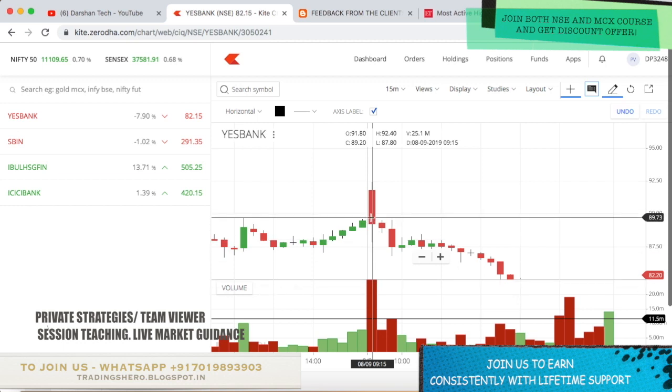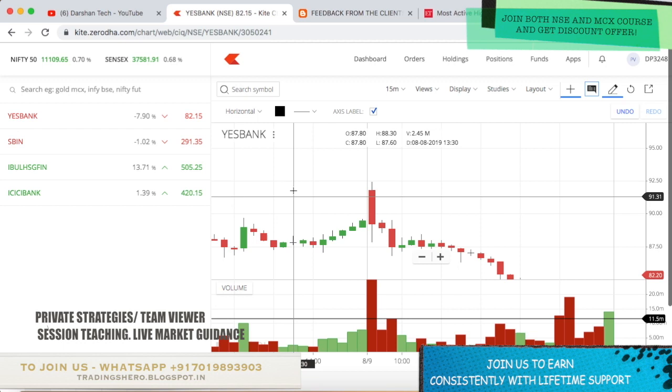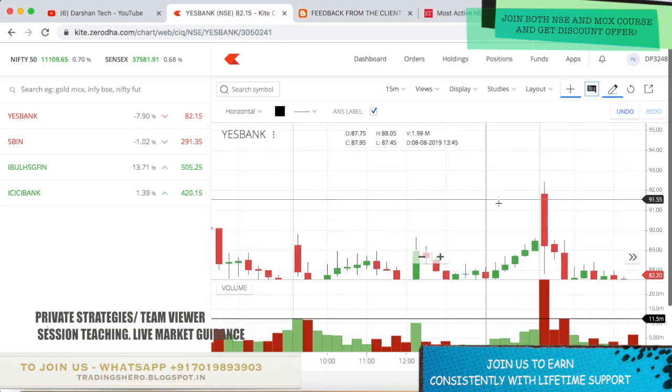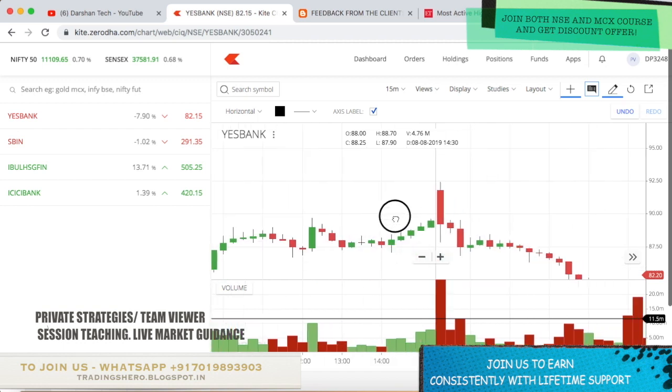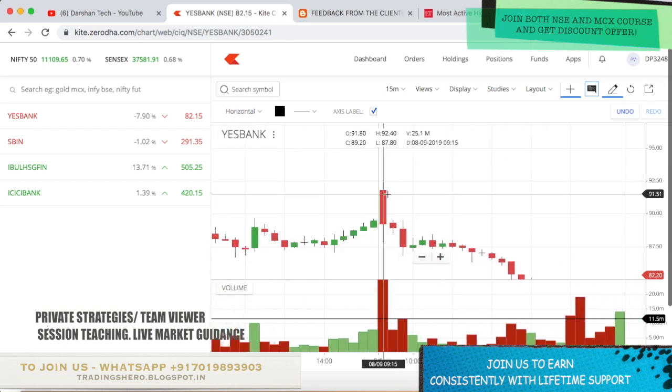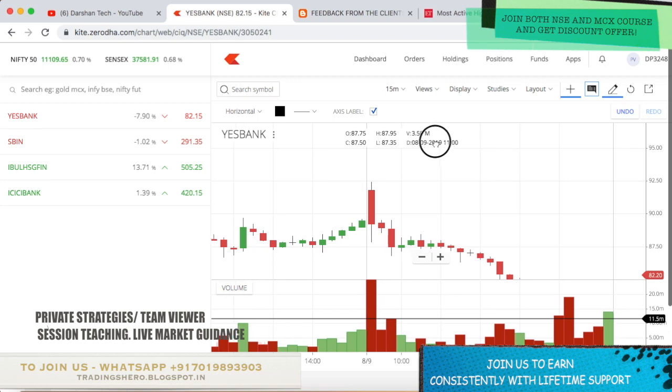So here the volume is 25.1 million. Yesterday's was 11.5, so this is more than double. The highest volume got broken on the next day, so that means it is going to be a sell side. Okay, so this is how it works.